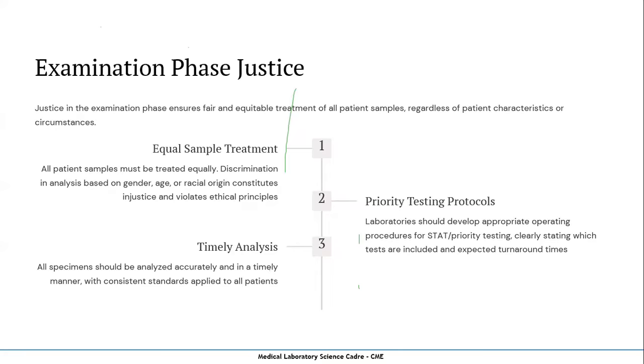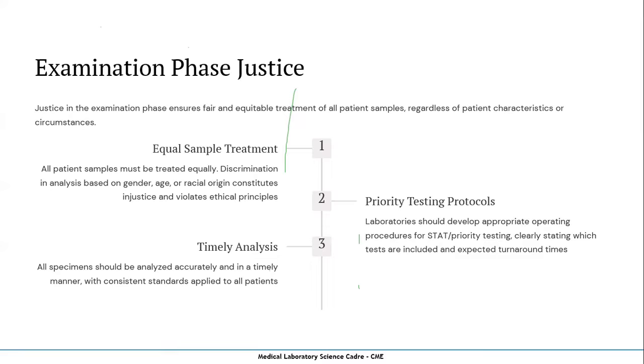Also, priority testing protocols. The laboratory should have a documented policy which will state how we handle stat or priority testing, and clearly state which tests are to be included in that stat or priority testing profile, and what the expected turnaround times are. And these are to be communicated as well to the clients, being the clinicians, and also to our patients who are waiting for their samples.